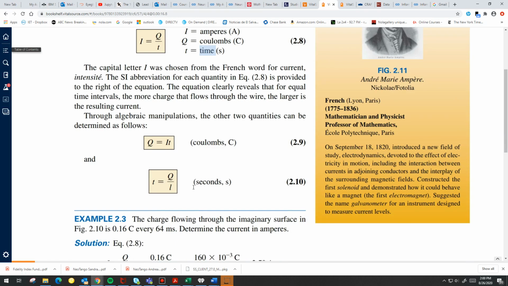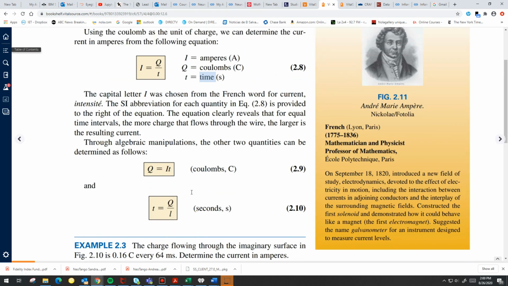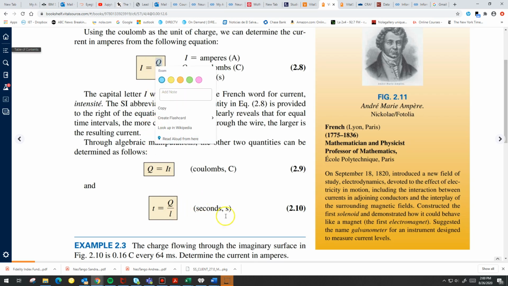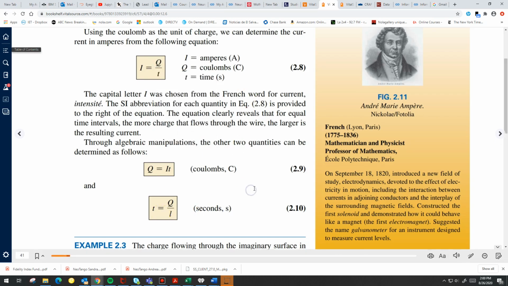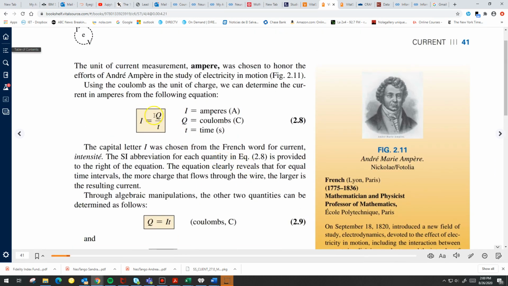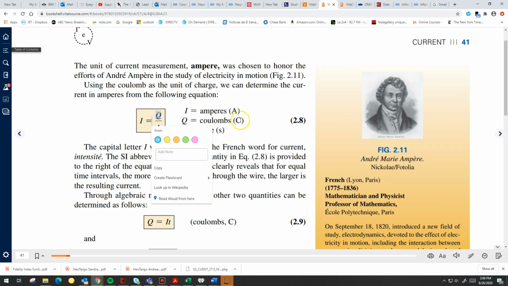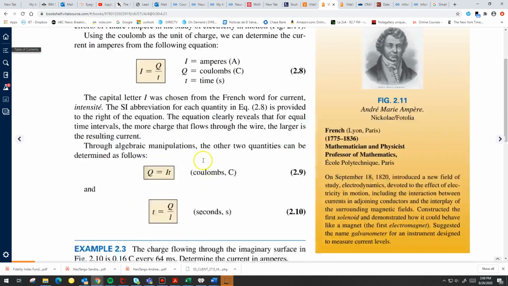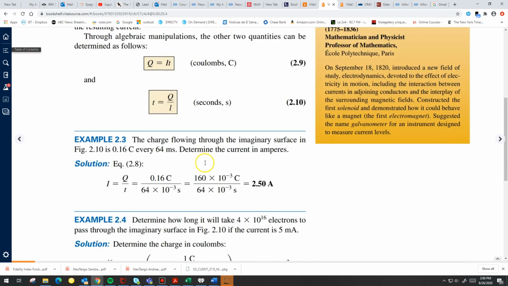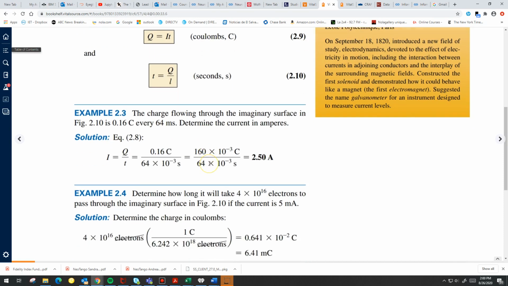All right, and so if you know I as the current, then in this equation you can solve for the charge if you want, or you can solve for the time if you want in seconds. Okay, it's important you understand that in this equation, in order to obtain units of amps, the units of charge have to be coulombs, and the units of time have to be seconds. Okay, seconds.